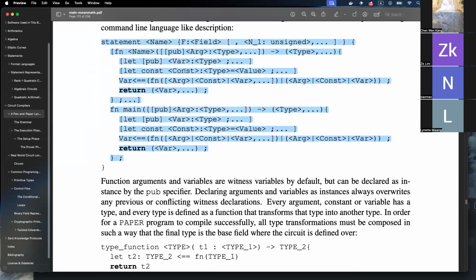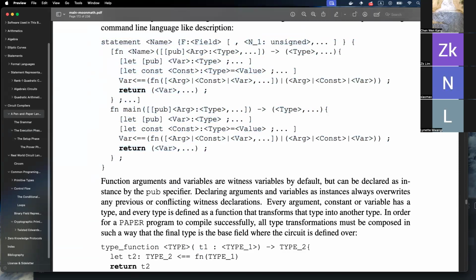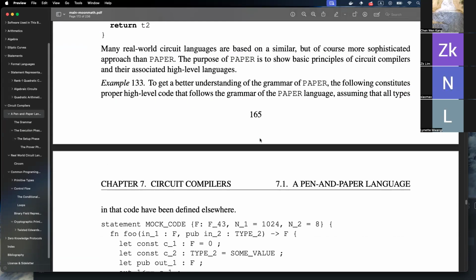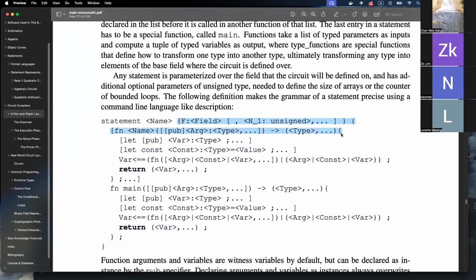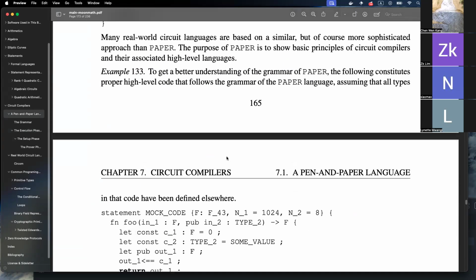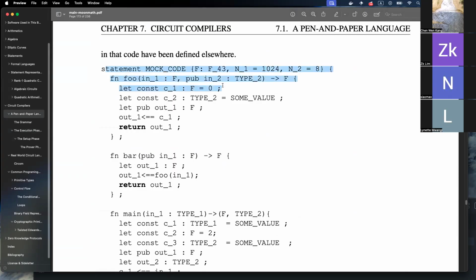So don't worry too much about this. If you find this intimidating, yeah. Oh, you're right. ZK, by the way. I'm not very used to this. I was wrong. Anyways, okay, so this is how the language looks like. For those familiar with Circom, this is essentially the template.